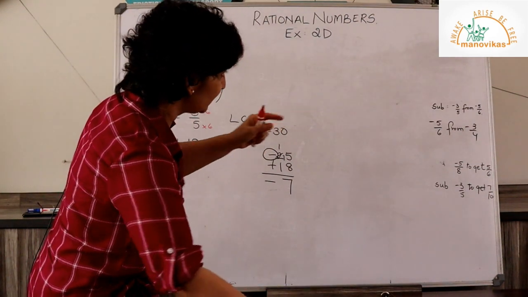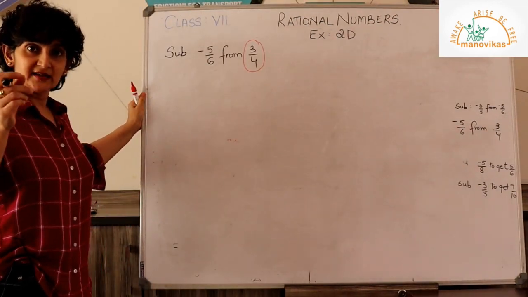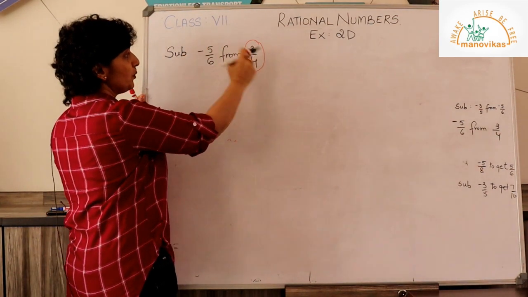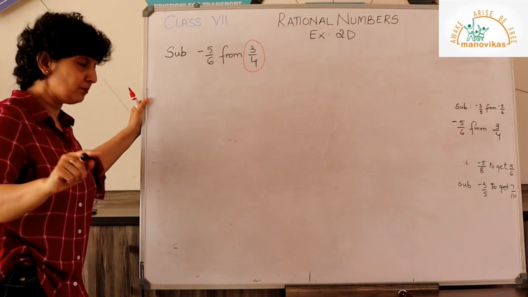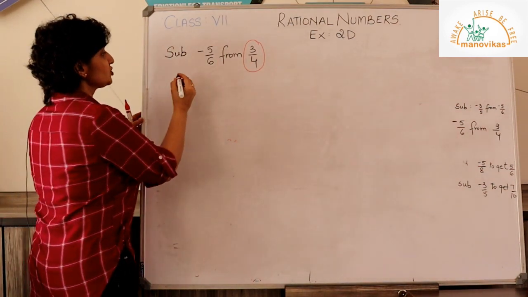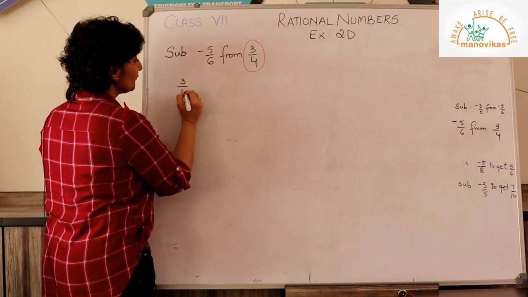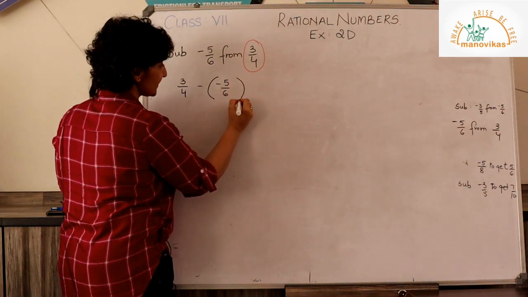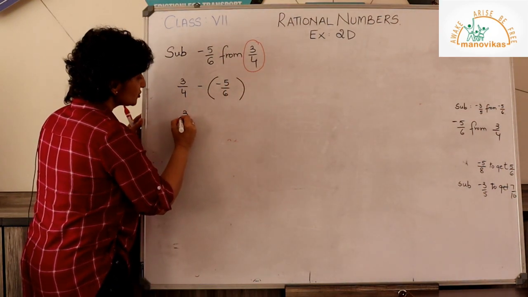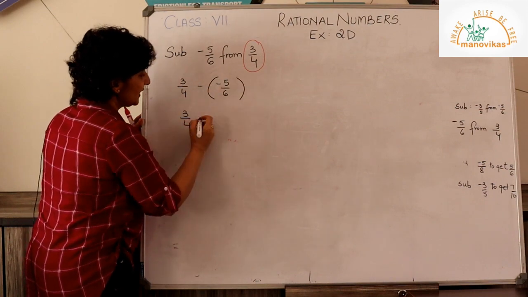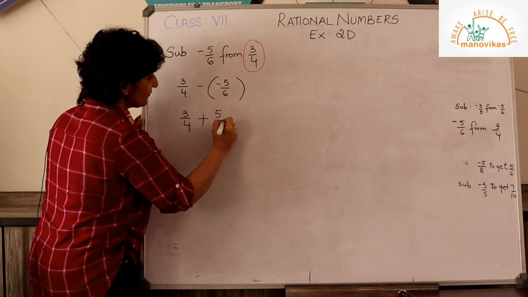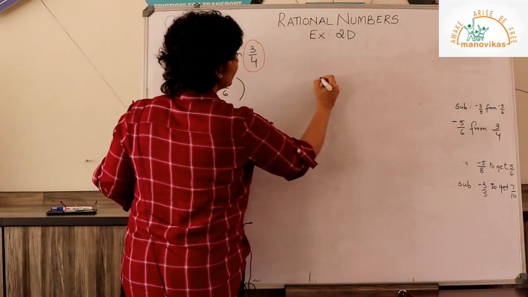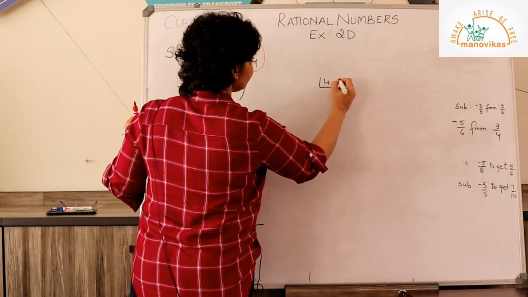Let's go to a similar question. Let's start with the next sum. Subtract minus 5 upon 6 from 3 upon 4. It is from, so you're taking the second number. So I have 3 upon 4 minus of minus 5 upon 6. I cannot have two signs. So 3 upon 4 minus and minus makes it plus 5 upon 6. 4 and 6 have different denominators. So I need to take my LCM.